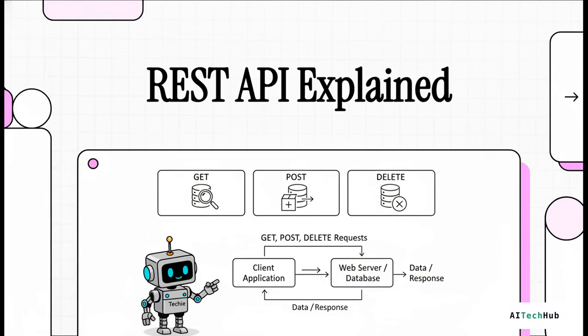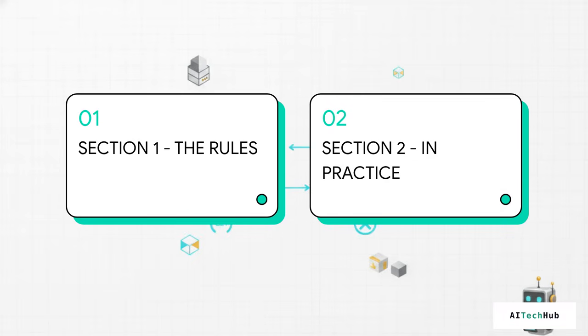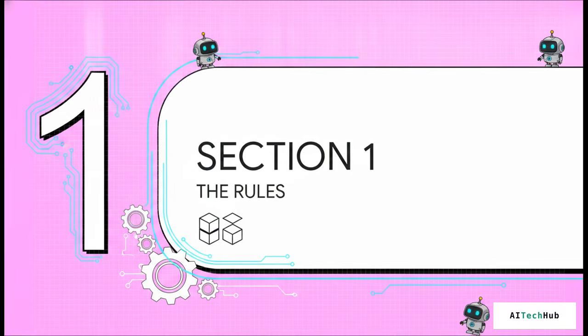So today, we are going to demystify what these terms actually mean and how they structure the way information flows to make the modern web infinitely scalable. Welcome to AI Tech Hub. For today's explainer, we're breaking things down into two simple parts. Section 1 explores the core rules, and Section 2 puts those rules into practice. All right, let's dive right into this.